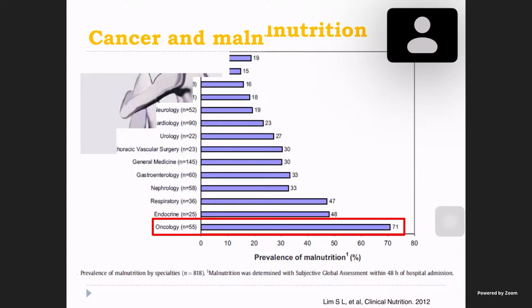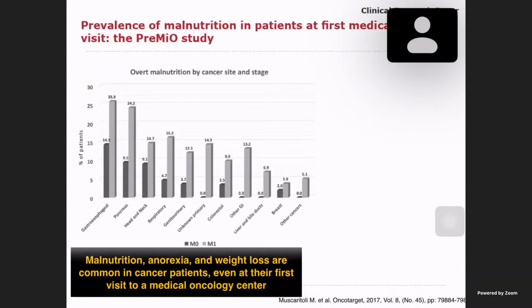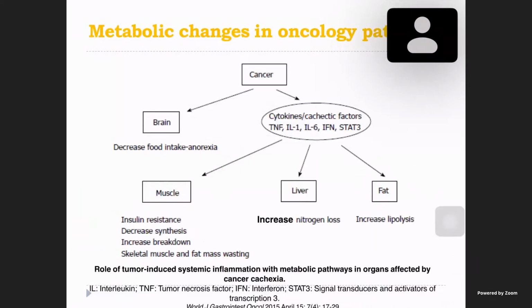If we look at the prevalence of malnutrition in different branches of medicine, oncology has very high incidence. Gastrointestinal, pancreatic, or hepatopancreatobiliary malignancies have higher incidences of malnutrition. There are metabolic changes happening in oncology patients in two ways. One, cancer directly secretes cytokines and cachectic factors, which send signals to the brain to decrease food intake, leading to anorexia.